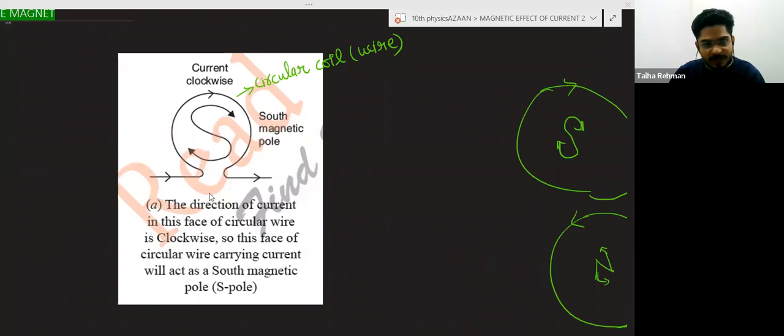Now you can see here, if the current is in the clockwise direction in the circular wire, as you are observing this wire, then this face of the wire will be the south pole, and the opposite face, the face on the other side, will be the north pole. So north pole and south pole are there, meaning it is behaving as a small thin disc type of magnet.